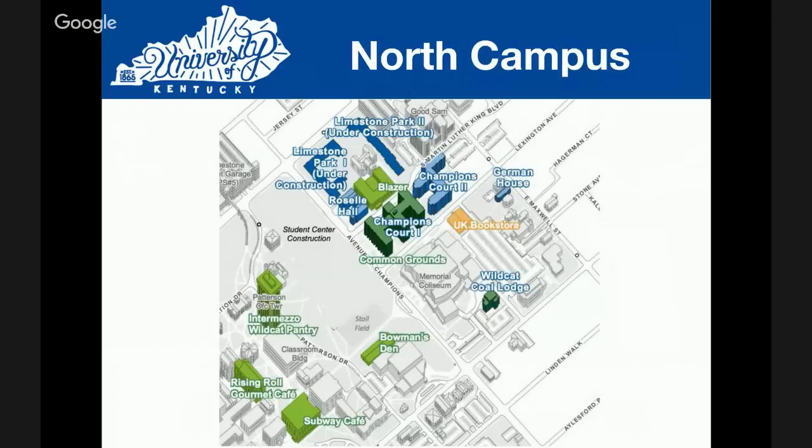Next thing I'm going to talk to you about is area of campus, where you're thinking about where you're going to live. I was talking about all these different buildings that these rooms are in. Well, it's important to think about where these buildings are in relation to what's important for you. So if you're looking at our North Campus area, you're going to have Champions Court, both of them there. You're going to have Roselle Hall, the Limestone Park buildings, and you're going to be right there next to Blazer Cafe, which Charity I'm sure will talk about in a little bit, and you're going to be close to a lot of your different classes and the UK bookstore.